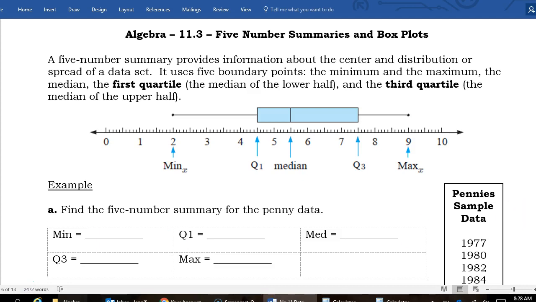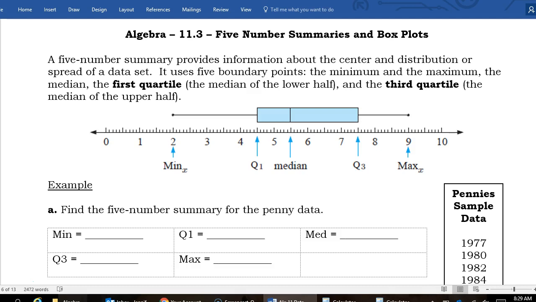The graph you see here is a box plot. It shows you the 5 values we just said: the minimum, the first quartile, which we call Q1, the median, the upper or third quartile, and then the maximum.